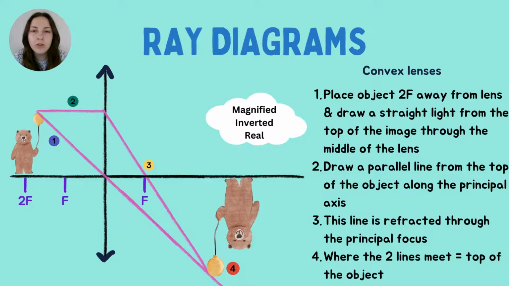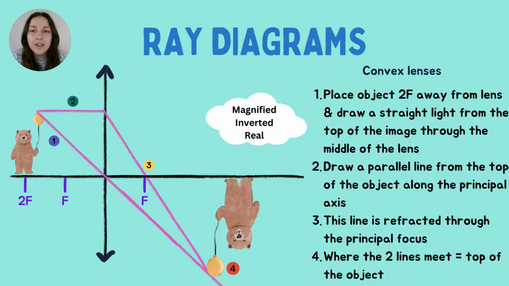The third thing you want to do is draw a line that is refracted through the principal focus. So as you can see, number 3, the principal focus is really important here because that's where those lines are going to converge through that principal focus. Now, where those 2 lines meet from point number 1 and point number 3 is where the top of that image is going to be produced. And as you can see, this image is now magnified. It's larger than the object was at the beginning. It's also inverted as well.